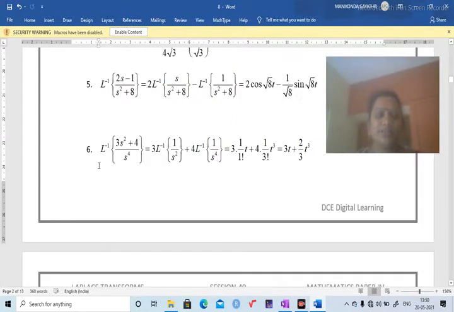L inverse of 3s square plus 4 by s power 4. 3 outside. s square by s power 4 is 1 by s square. 4 outside. 1 by s power 4. Here n is 1. That's why t by 1 factorial. Here 4 can be written as 3 plus 1. That means n is 3. So t cubed by 3 factorial. Constants and plus and minus signs will come as they are. Then on simplification, this is the final answer.